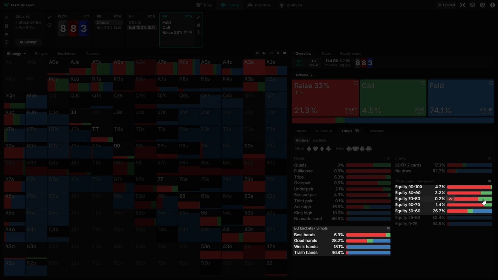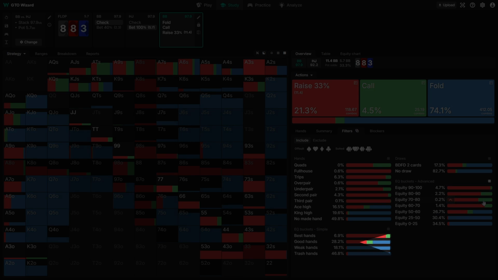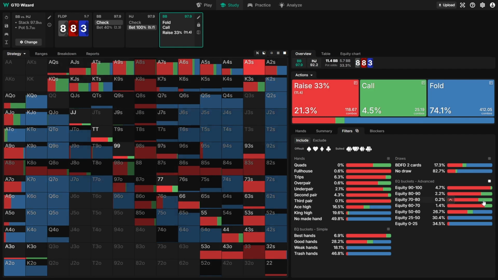I like to use these bars as a gauge of how linear our strategy is. And you can see because it goes from one corner to the other here, from best hands down to trash hands, it's a fairly linear strategy. A more polar strategy would be a V shape here, where we are raising more with weak and trash hands and a little bit more with best hands and good hands. But in the middle, we've got that lower frequency of raising there. That would be a more polar strategy. But we don't really have that in this case. We've got a much more linear approach.